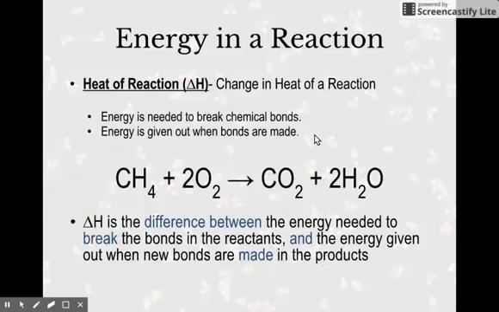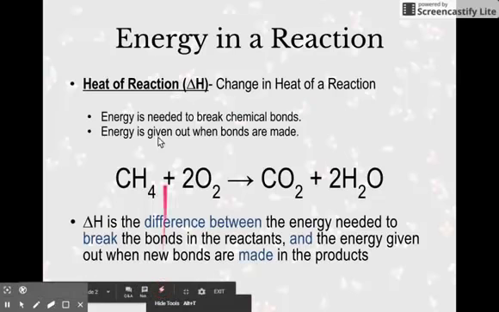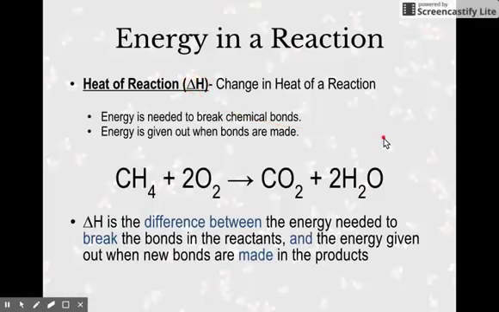So one variable described on our diagram is called the heat of a reaction. The symbol for our heat of reaction is a delta H. So it stands for the change in heat of a reaction.